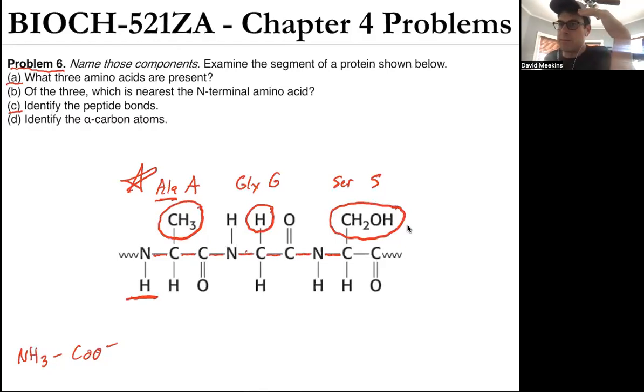So these are going to be between those carboxyl groups and the amino groups on those proteins. So we have the amino group here. And actually, let's just do D as well. So where are the peptide bonds and where are the alpha carbons?